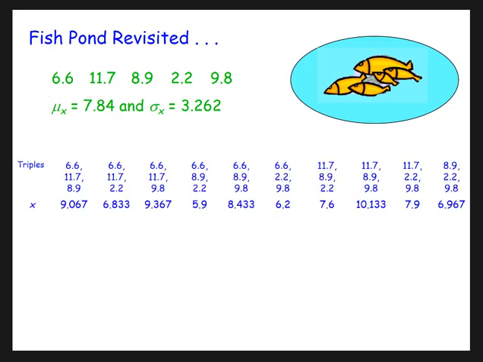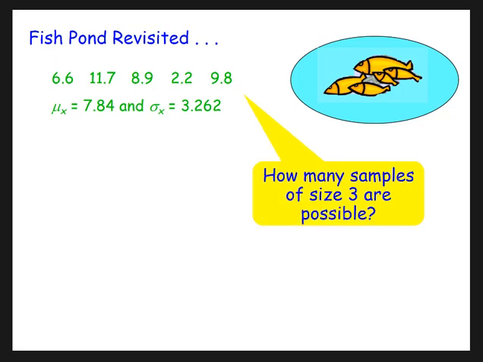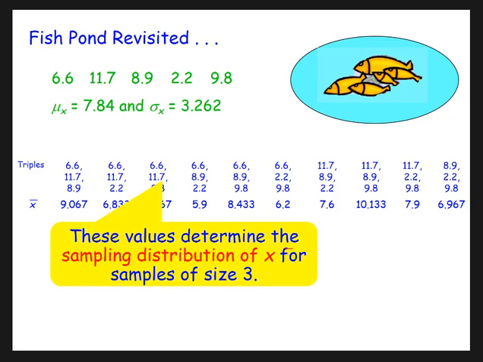So now let's do our sample size of 3. Here are all of our samples, and here's the mean for each of them. That's only 1, 2, 3, 4. There's only 10 of those as well. We find the means of each of those samples. These values determine the sampling distribution for X bar, put the bar over the X there, for samples of size n equals 3.